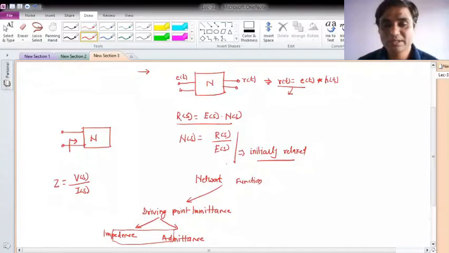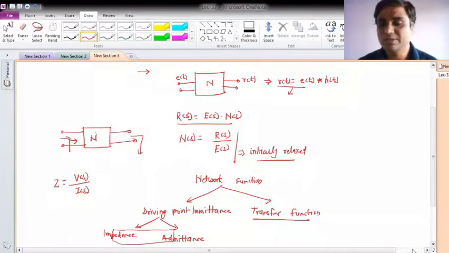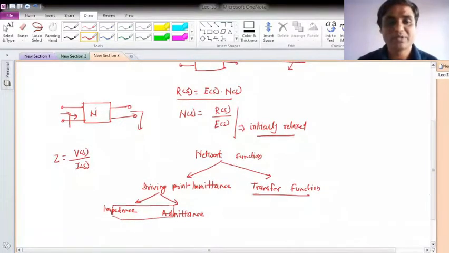The next category of network function is the transfer function. A transfer function is where I am computing the network function from two different pairs of terminals, like this. This is some circuit; from one terminal I am applying the excitation, and at the other terminal I will take the response. If I am taking the ratio between the response and the excitation from two different terminals, then that kind of thing is defined under the network function called the transfer function.